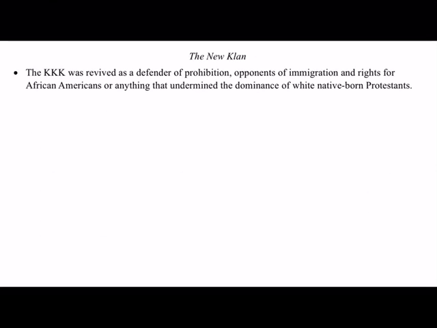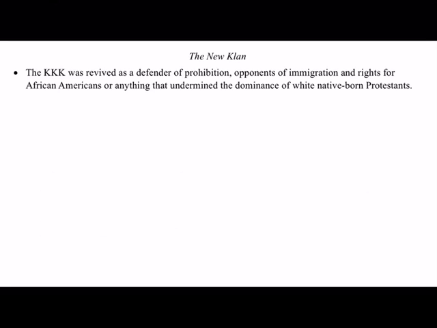So I broke Section 3 into a couple categories. We'll first talk about the new Klan, then we'll get to anti-immigration sentiments, the beginning of the Farmers' Depression, and end with religious fundamentalism versus science. So let's start with the new Klan.